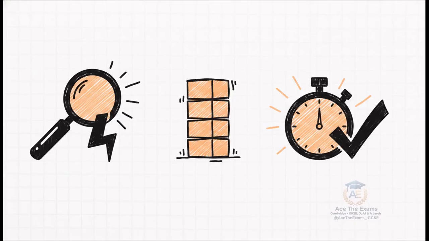Let's bring all of this together into your ultimate cheat sheet. This is your complete physics answering system. Rule 1. Command word decoding. Always stop and circle the verb. State, describe, explain, or compare.